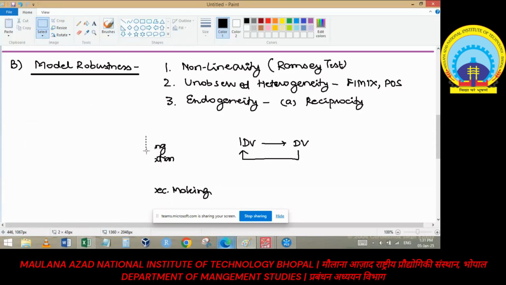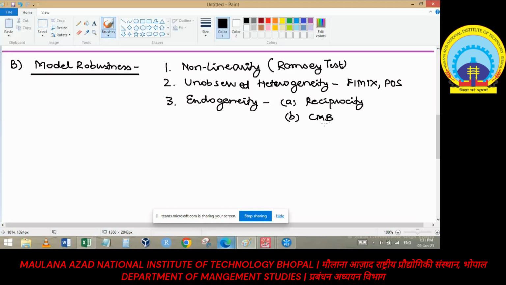So reciprocity should be checked. There are methods to check the same. The second part of endogeneity is the common method biasness. Partly we discussed yesterday, common method biasness. Two remedies are there, statistical remedy and the research design related remedy. And third is the left out variable. So left out variable means control variable. So this is the concept of the control variable. Since we are not working on all independent variables, you must take a concept of what is called the control variable. So this is called the model robustness.